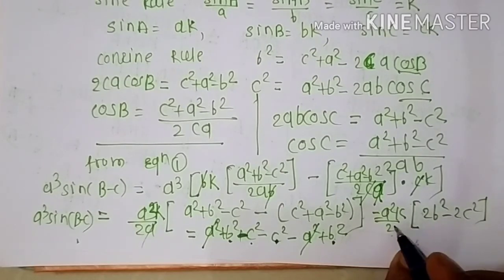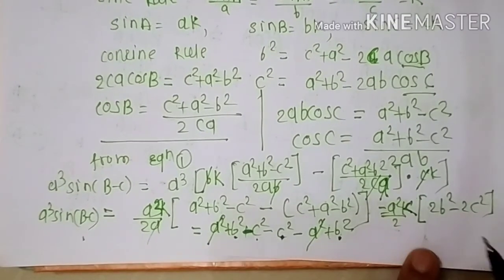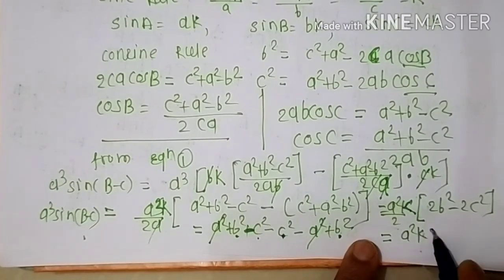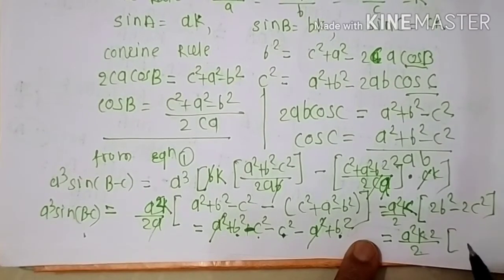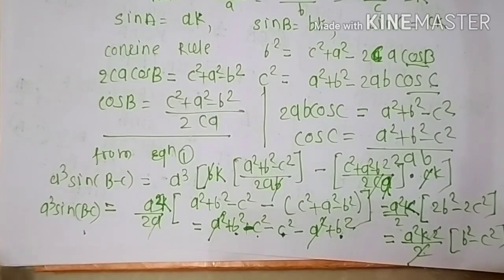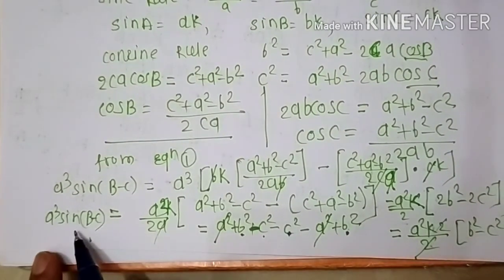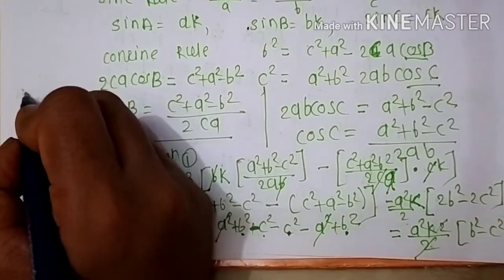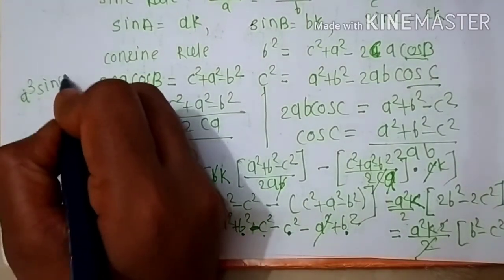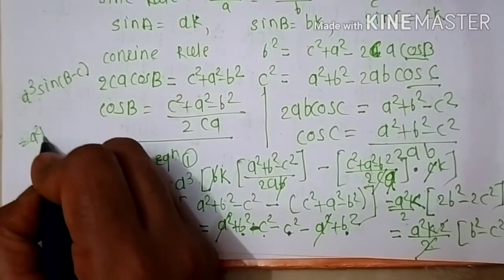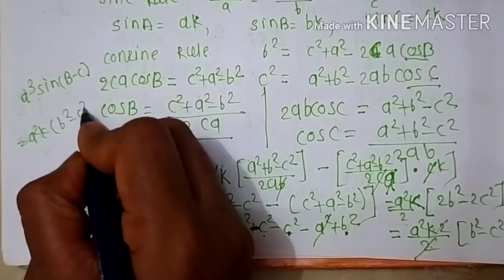Then we take this 2 outside in order to cancel out the term. Then the remainder is a²k into 2 divided by 2 into (b² − c²). Then this 2 and this 2 get cancelled, then the remaining value is a³ sin(B − C) is equal to a²k into (b² − c²). So the simplification of a³ into sin(B − C) is a²k into (b² − c²).